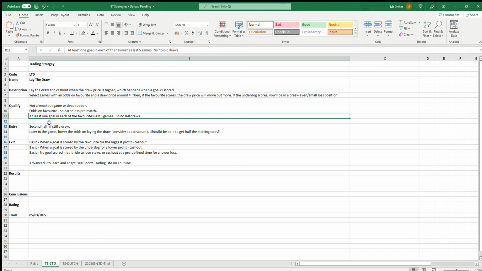So I'm looking to make sure there's been no nil-nil draws basically, and we really want all 5 games, although this one's a bit contentious at the minute. I'm going to start looking at more detail as we go and as we trade.